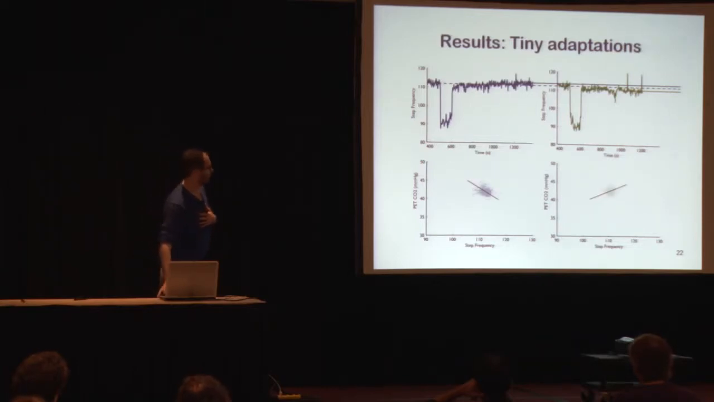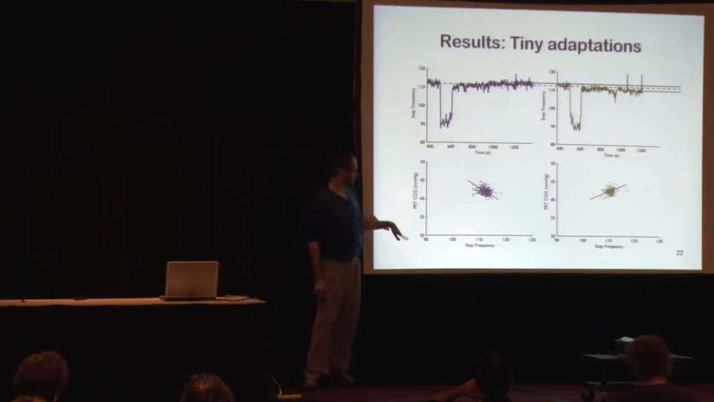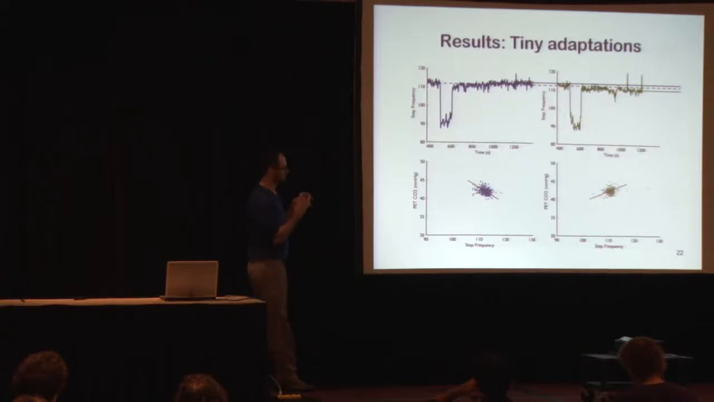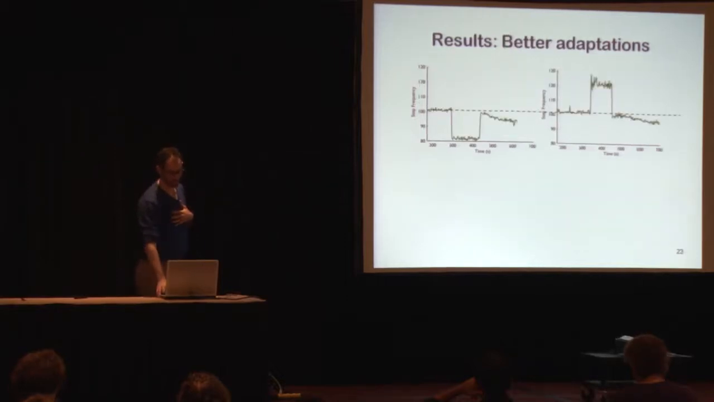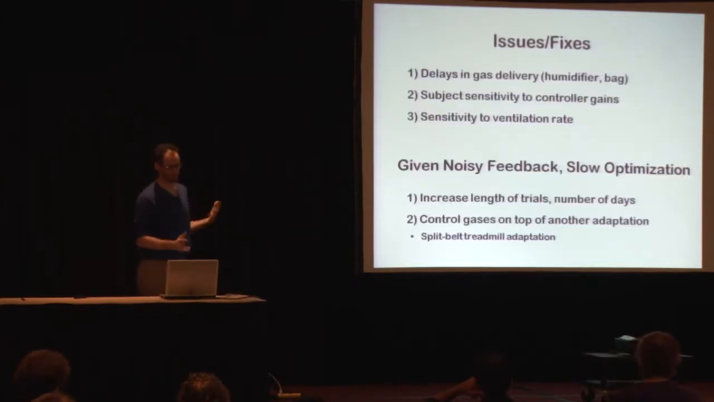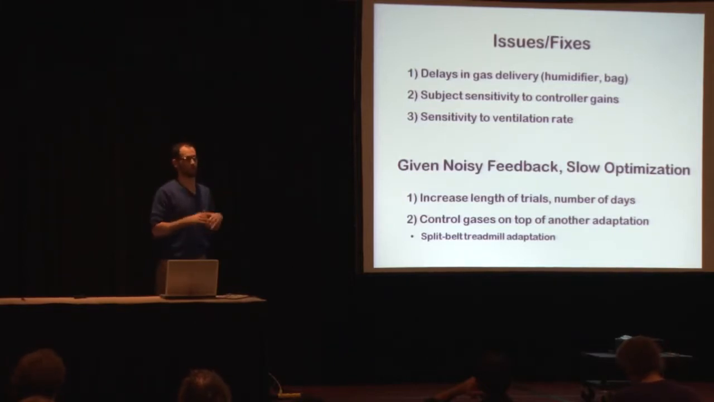So you can look at the actual measured end-tidal values versus step frequency, and you see it's not so linear. It's not as tight as we would like. It's more blob-like. And so we want to reduce this variability. Now, we did have one subject that had almost robotic-like breathing, and it was very easy to maintain a good control function, and then we saw some adaptation there. But that was really the exception, not the rule. So we're in the process of improving the control system in order to maintain a better control function.